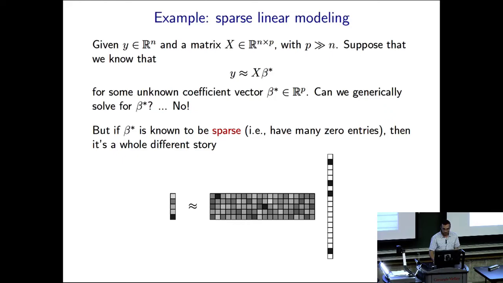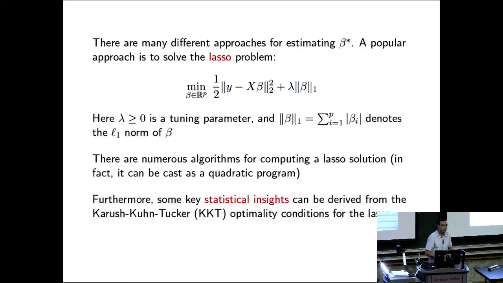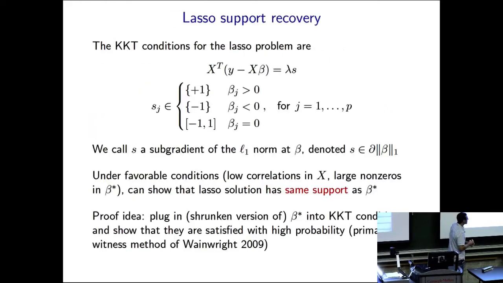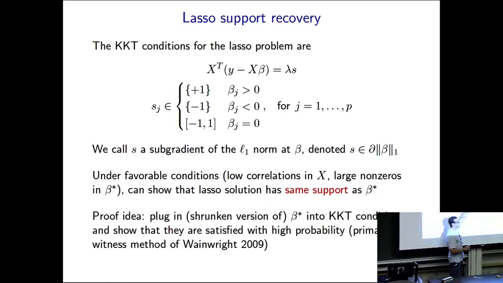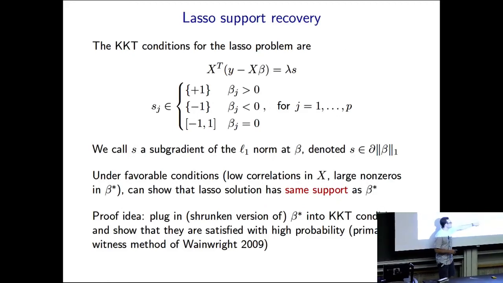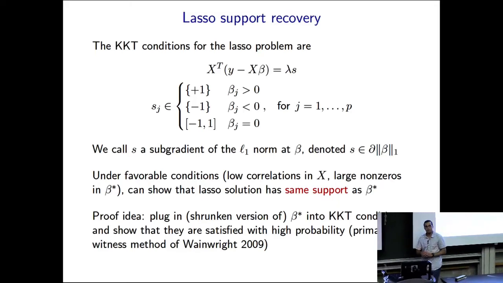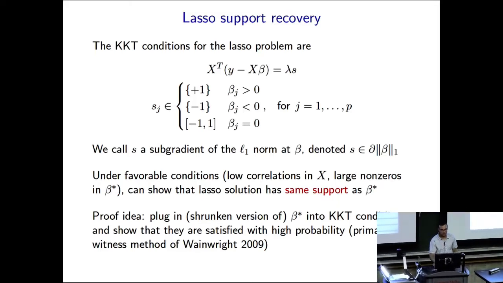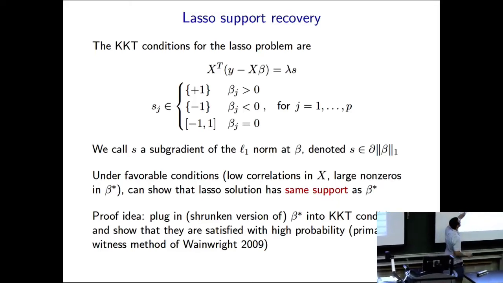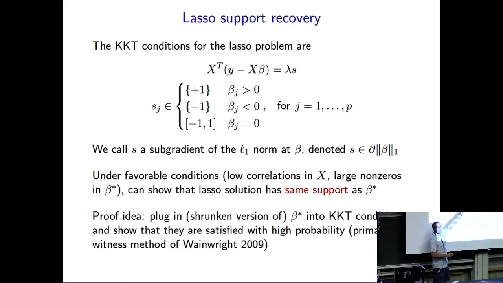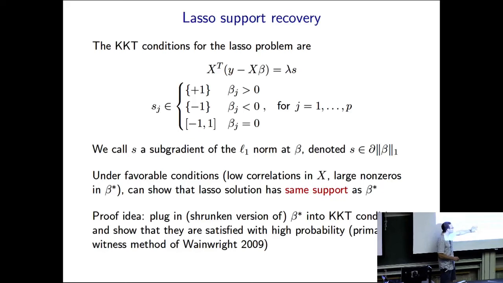And this is the proof. Basically just plug beta star into the KKT conditions. Okay, not quite beta star, but a shrunken version, because we know that the lasso does some kind of shrinkage. And then show that these are satisfied with high probability. And if these are satisfied, then you have a solution. So that's going to prove that the solution has the same support as beta star. That's basically the whole proof.